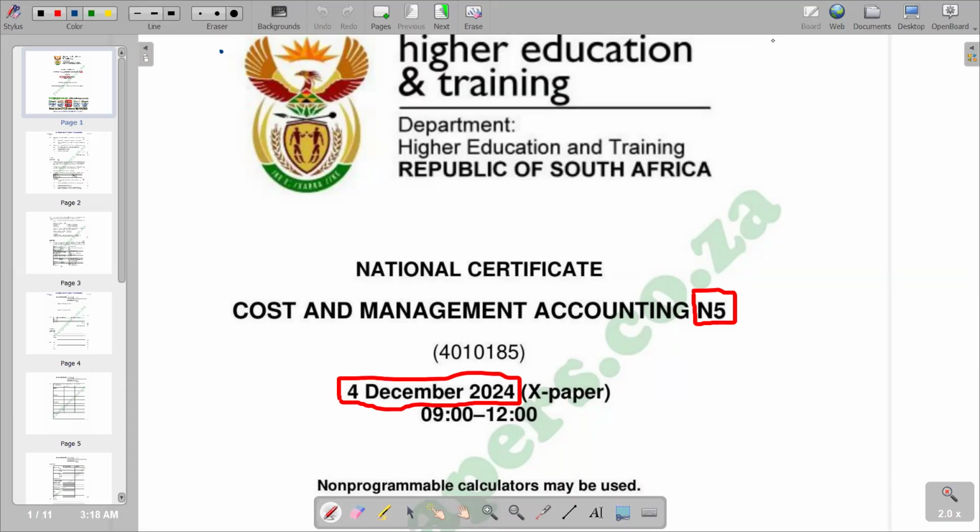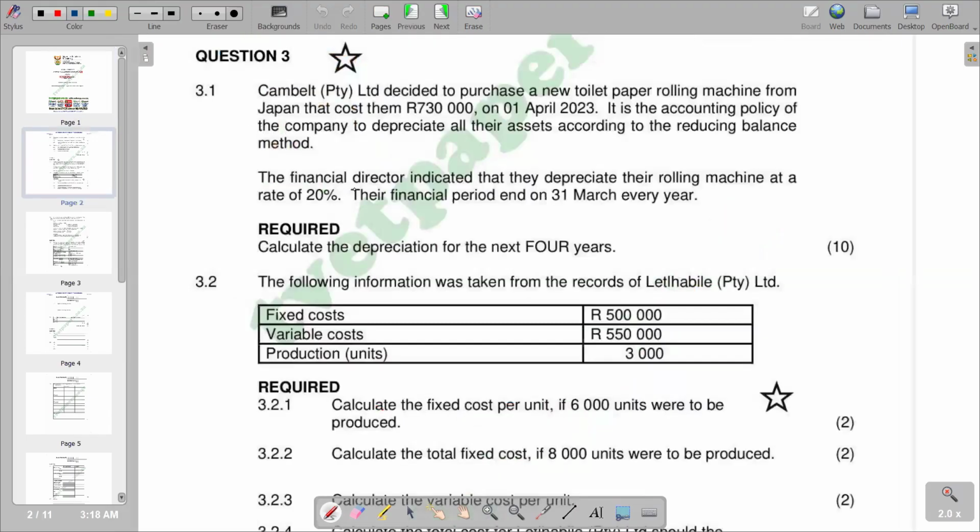The paper was written on 4 December 2024. So we are going to look at question 3 on that question paper. Going to our question, in the first part, we are going to calculate depreciation.